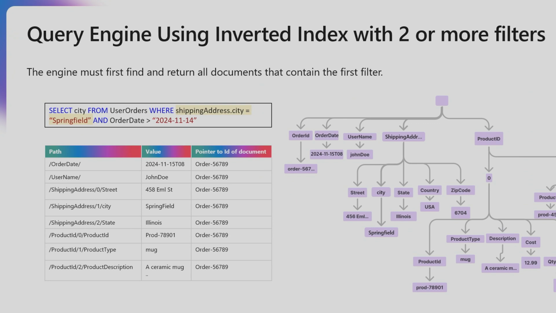So I was also wondering, in our query, we are not only looking for the shipping address, but we're also adding another filter of like time as well. So how does indexing work when you have 2 or more filters?